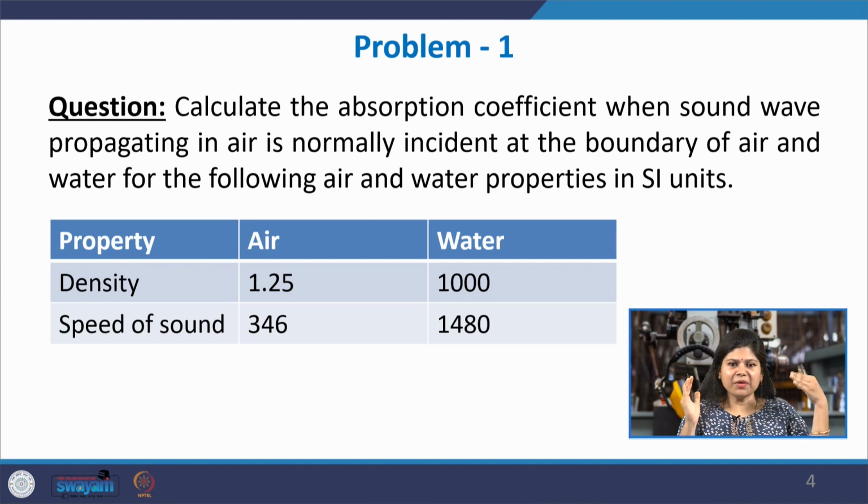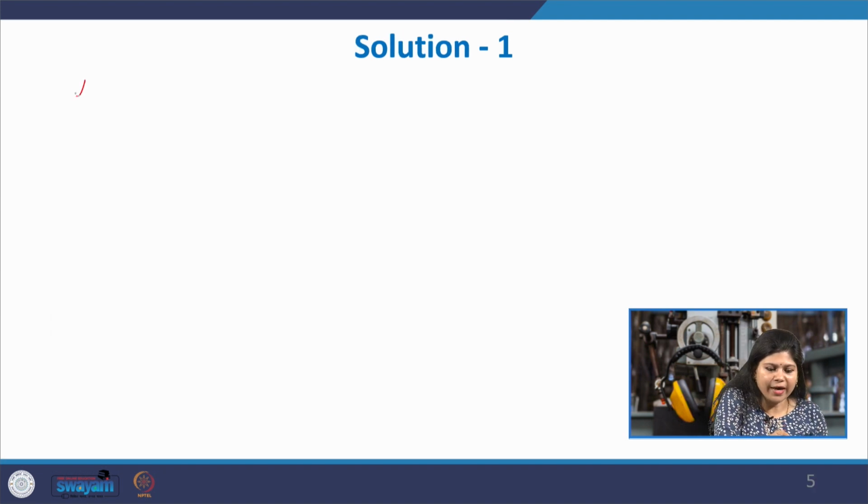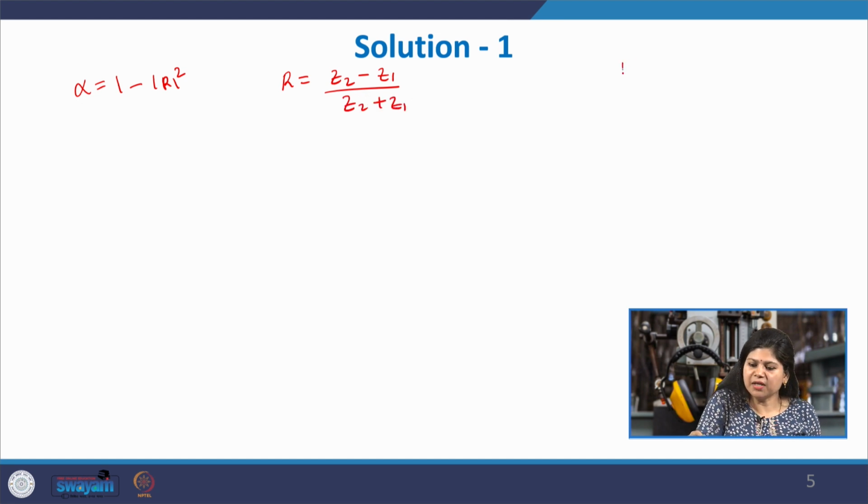Here the wave travels from air to water, and typically the speed of sound in water is much higher, and the density as well is much higher. So, this is what is given to us. Let us calculate. To find alpha, this is the relationship, so we need to know the pressure reflection coefficient. R is (Z2 - Z1)/(Z2 + Z1). Here our medium 1 is air, because the sound is travelling in air, and medium 2 is water.